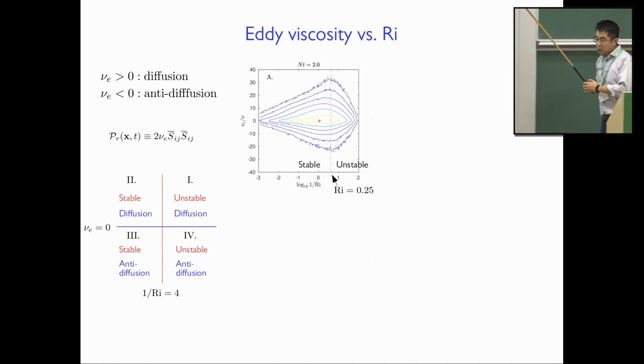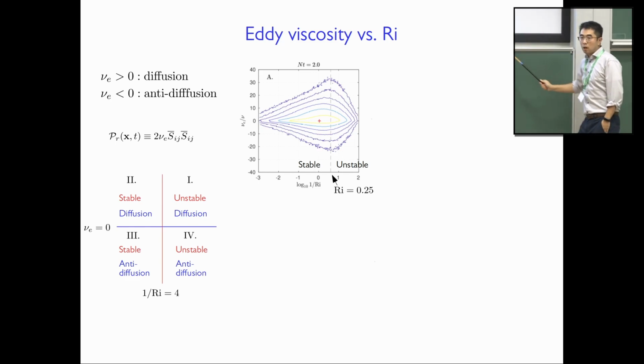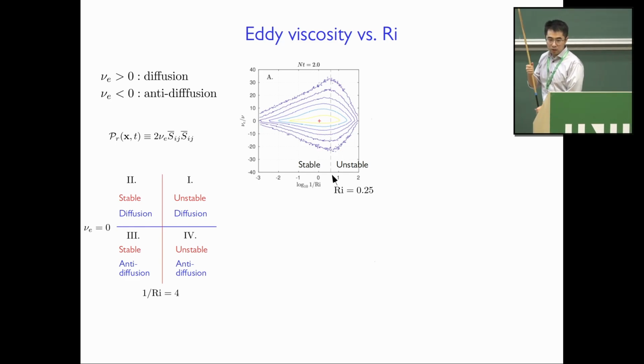But for regions of flow that actually matter, i.e. you have higher magnitude of nu e, either diffusive or anti-diffusive, they tend to happen around Ri equal to a quarter. And is this a coincidence?